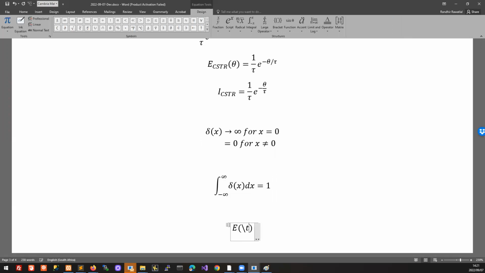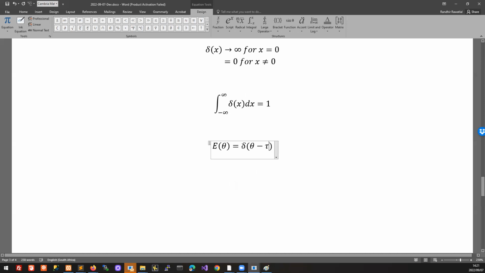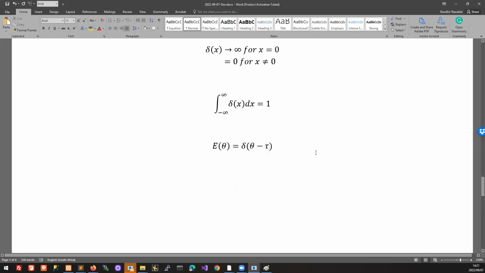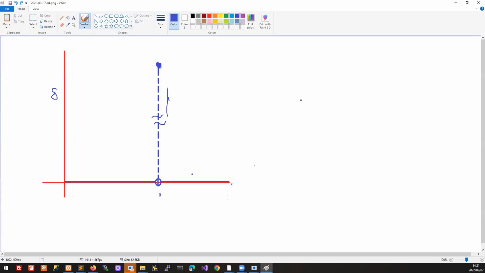Then we can say E of theta is nothing but the Dirac delta function of theta. But of course, if we say theta like that, then we are going to get a spike at theta equals 0, which is not what we want. So we shift this by tau. So we say E of theta equals Dirac delta of theta minus tau.